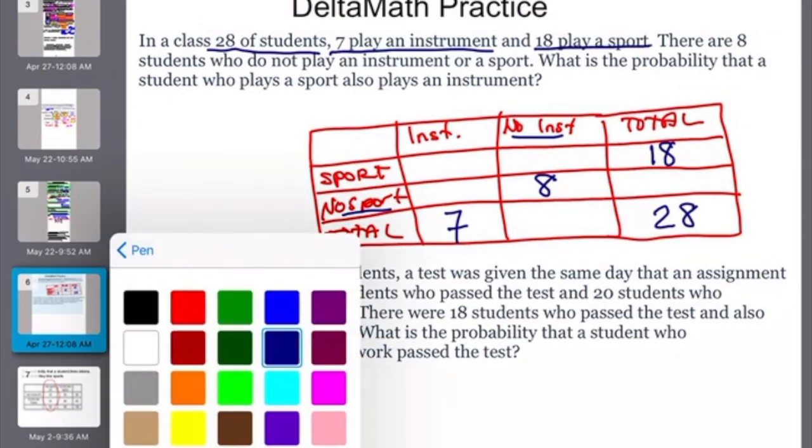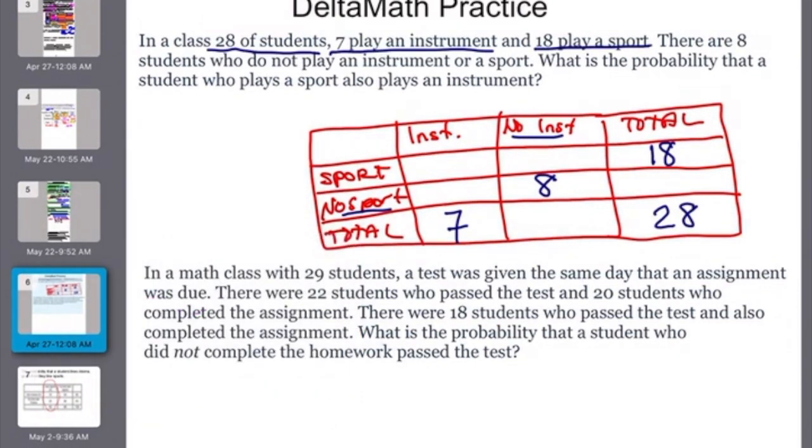All right, so I need to first fill in the other blank spaces. So I can do 28 minus 18. That's going to give me 10. I can do 28 minus 7. That gives me 21. 21 minus 8. That's going to give me 13. 18 minus 13 gives me 5, and 10 minus 8 gives me 2, and I just double check 5 plus 2. It does give me 7, so that's good.